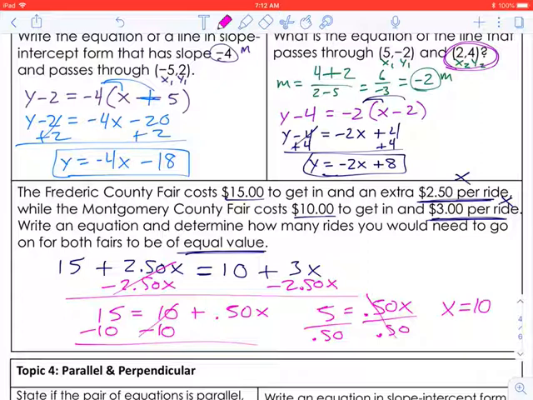10 what? How many rides? So 10 rides to make the two prices equal. Okay, so if you want to save some money, probably want to go with County Fair in Montgomery, because that one costs $10. Now, if you are going to ride more than 10 rides, then you might want to go to Frederick, because that one's going to cost less in the long run.